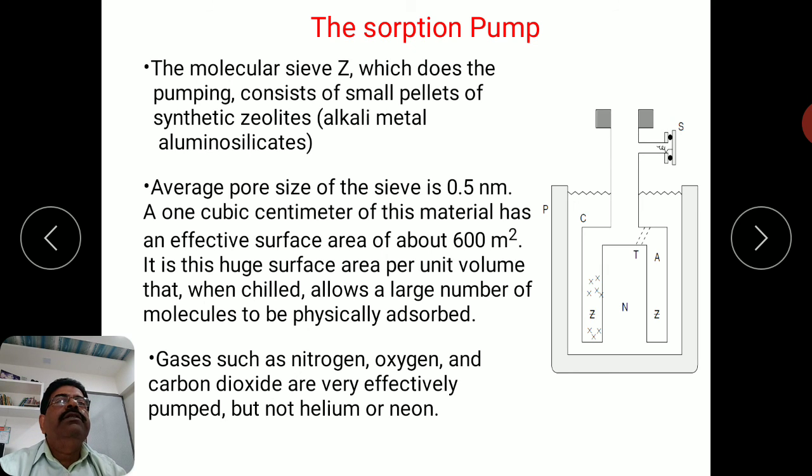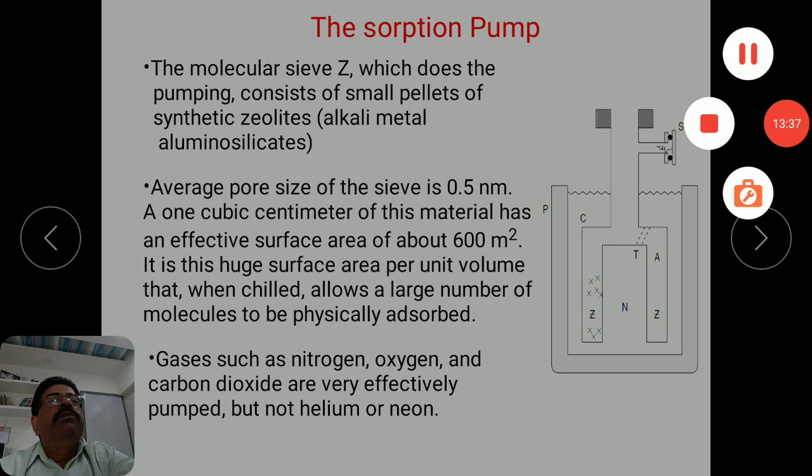This kind of suction pump, which I have shown in this diagram, is very effective for molecules which have substantial vapor pressure even at a lower temperature. Nitrogen, oxygen, and carbon dioxide can be easily pumped with this type of suction pump. So this is the application area for these particular suction pumps. This is a typical application.